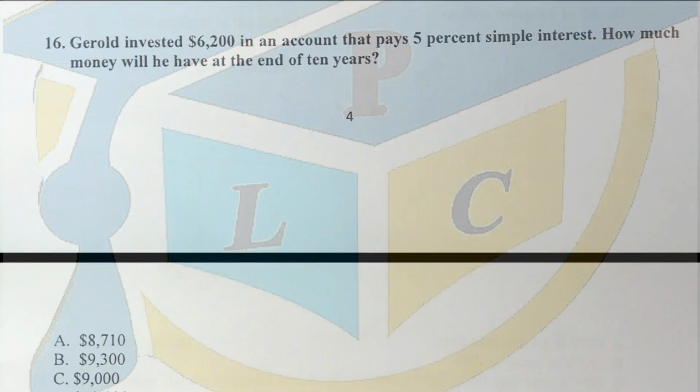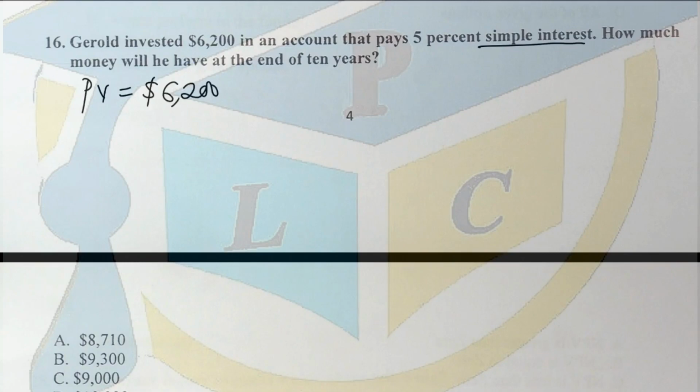Gerald invested $6,200 in an account that pays 5% simple interest. Take note of this, simple interest. How much money will he have at the end of 10 years? To determine the amount, the principal was $6,200, and it pays an interest rate of 5%, which is a simple interest.